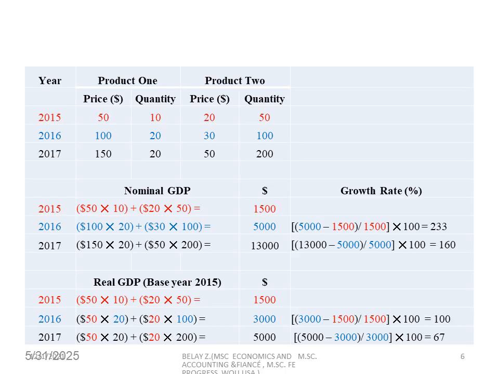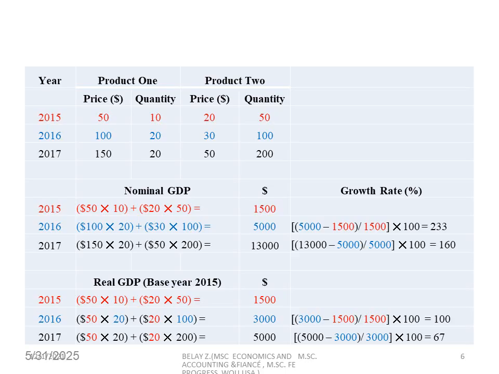So 3,000 real GDP of 2016 minus 1,500 real GDP of 2015 over 1,500 real GDP of 2015 times 100, that is 100%. For 2017 with the same style, 5,000 minus 3,000 over 3,000 times 100, that is 67. This is how we can calculate the growth rates. The aim is to calculate growth rates. We go for the next.